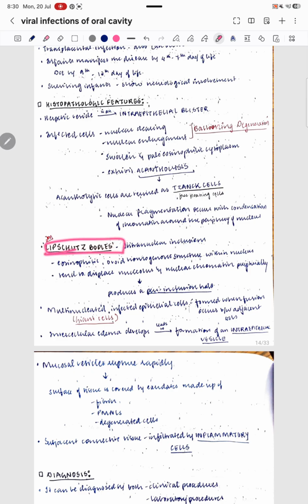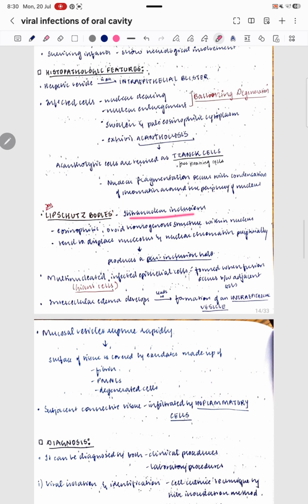Lipscomb's bodies, these are your intranuclear inclusions, which are eosinophilic, ovoid, homogeneous structures. They tend to displace the nucleolus and nuclear chromatin to the periphery, which produces a peri-inclusion halo. Okay, so this might be a little complicated.